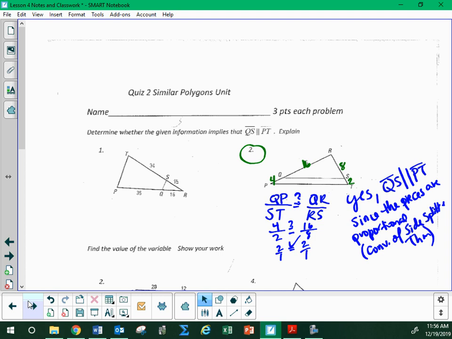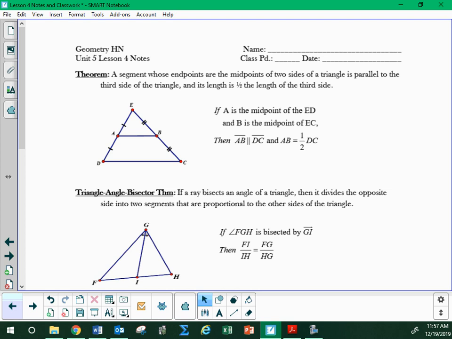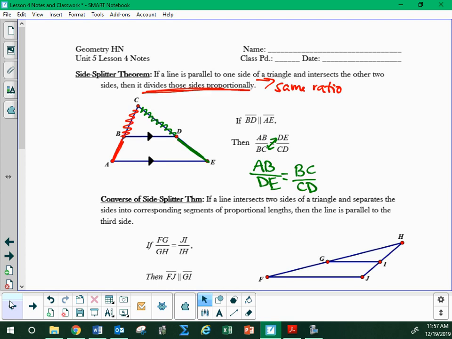Okay. So again, side splitter theorem: when I have those lines are parallel, I can say pieces are proportional. Converse: if I have pieces are proportional, then the lines are parallel. Now, something you've got to be careful with is this can only be used for those pieces. Notice it does not involve the actual parallel lines. So go ahead and just put a note on your notes here: can only be used for the pieces.